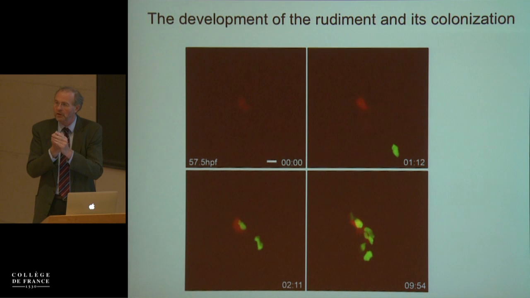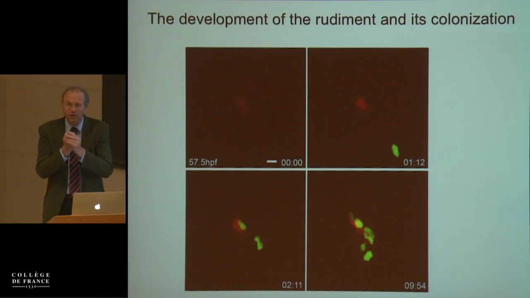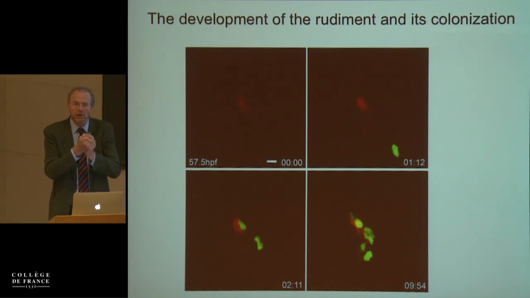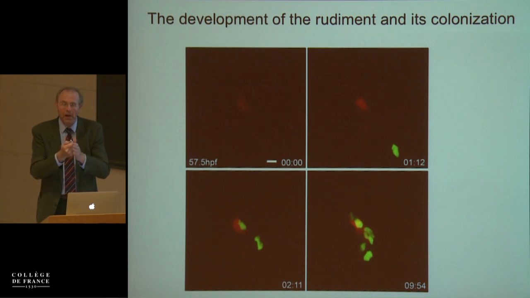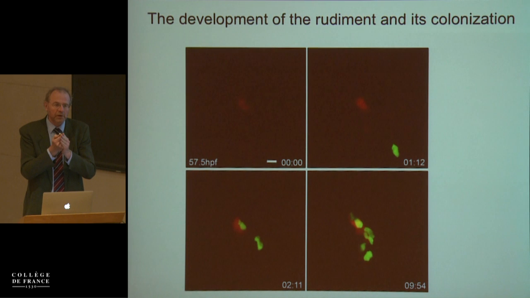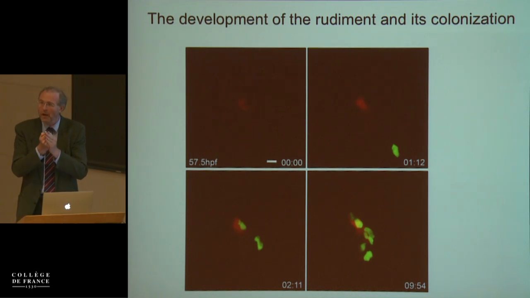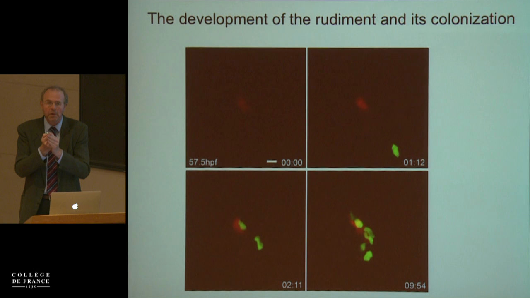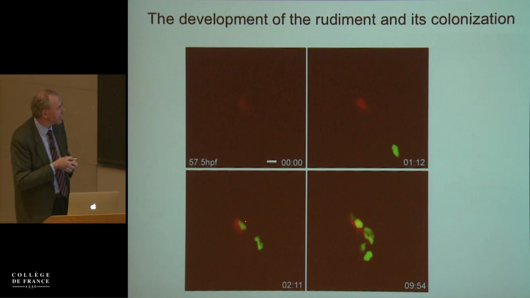You've heard about the Notch-Delta interaction that causes them to become T cells, and I'll show you some other experiments later. So that requires cell contact. What also requires cell contact is, of course, when the cells make their T cell receptor, and the specificity of the T cell receptor must be tested against peptide-MHC complexes. So cellular interaction is very important.